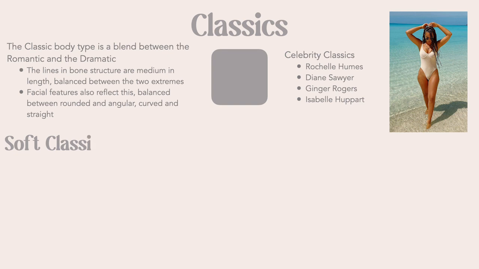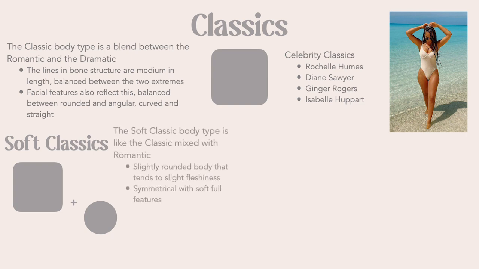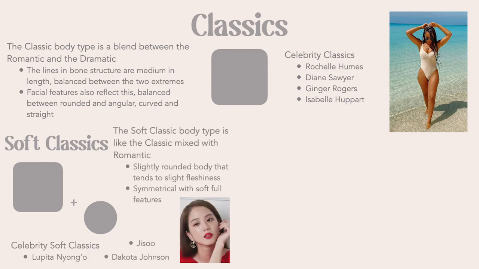If you add a little bit of softness to the mix, you'll get a soft classic. So this type will be under 5'6", and they'll have more rounded edges. So a softer bone structure and more fleshiness than the pure classic. Facially, they'll be more soft and full too.